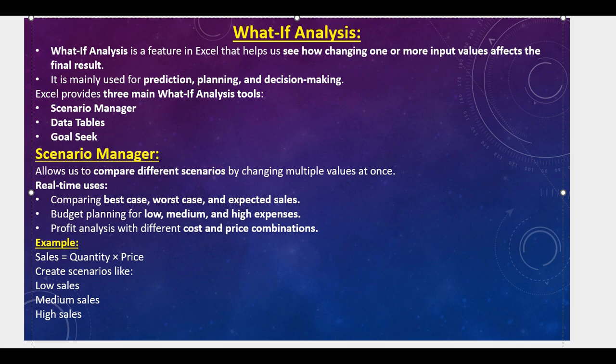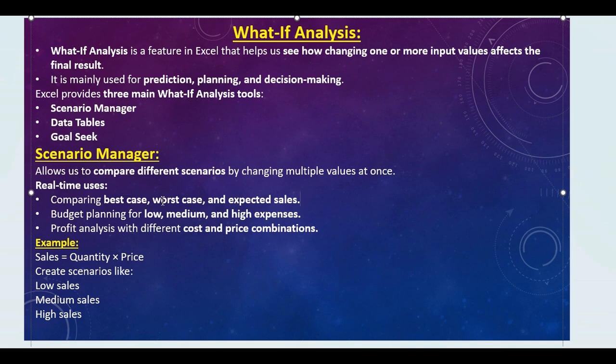Scenario Manager compares best case, normal case, and worst case business situations. The input values are selling price per unit, units sold, and cost per unit. This allows us to compare different scenarios by changing multiple values at once. Real-time uses include comparing best case, worst case, and expected values, budget planning for low, medium, and high expenses, and profit analysis with different cost and price combinations.